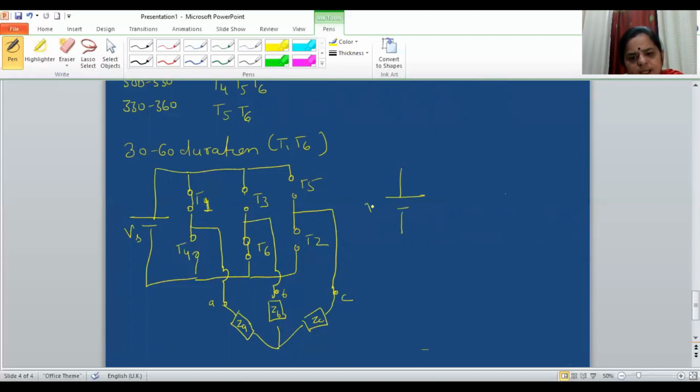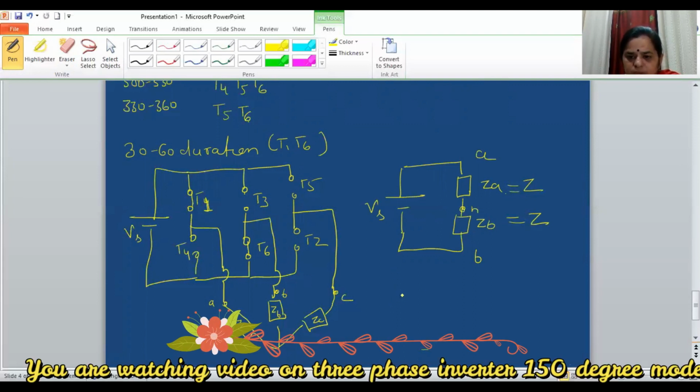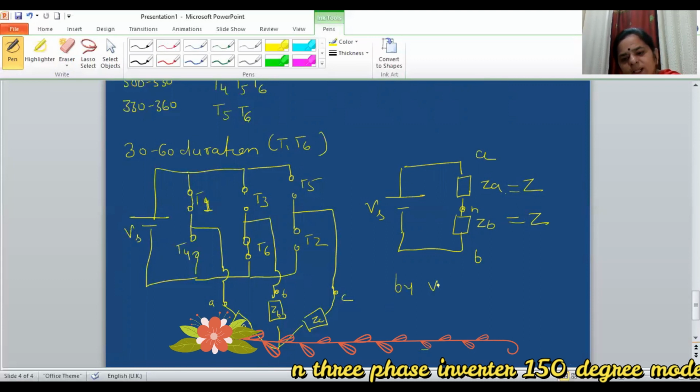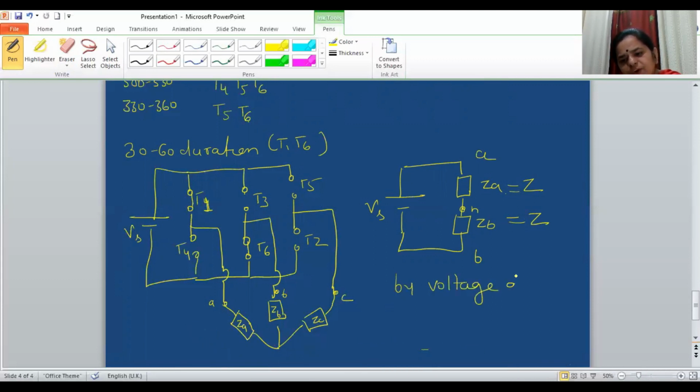If I redraw this circuit, that is Vs, and through T1 short circuit, the ZA is connected to positive, and through T6 short circuit, the ZB is connected to negative of the supply, and this is neutral, and C phase is neither connected to positive of supply nor connected to negative supply. Now if it is a balanced load, that means this is also equal to Z and ZB is also equal to Z.